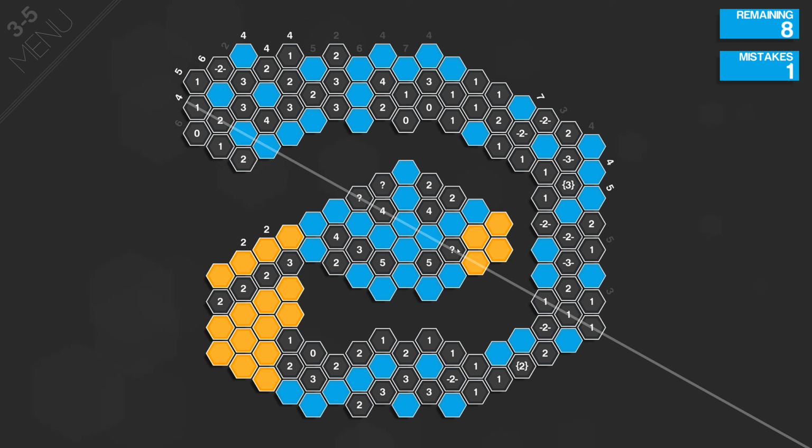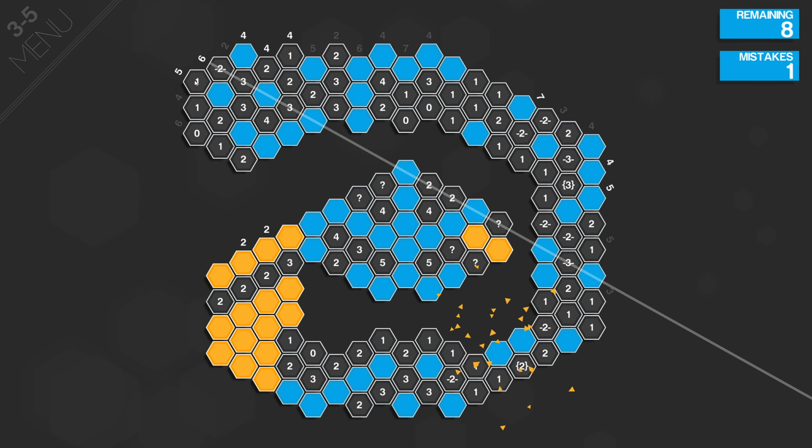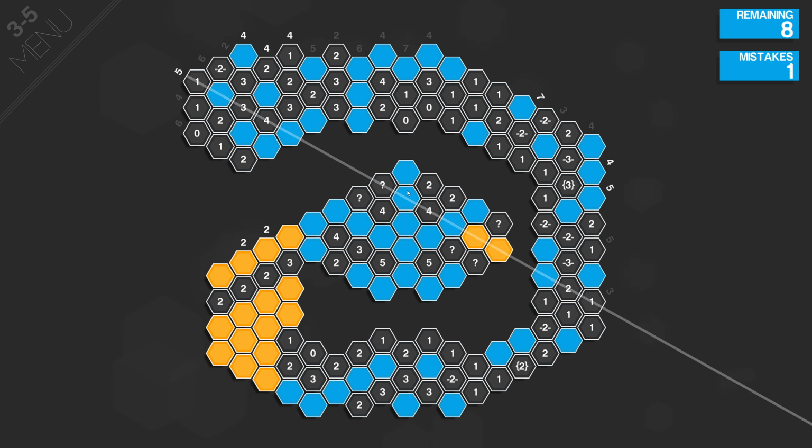1, 2, 3, 4 eliminates that. 1, 2, 3, 4. One of those to make a 5th. 1, 2, 3, 4, 5, 6 eliminates that. 1, 2, 3, 4, 5. Okay, we have 5 on this diagonal, so it's neither of those.